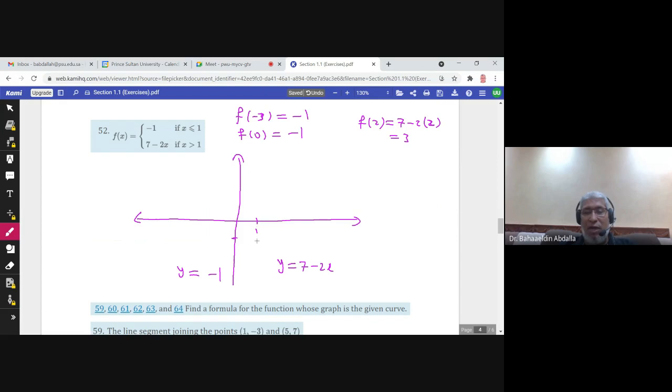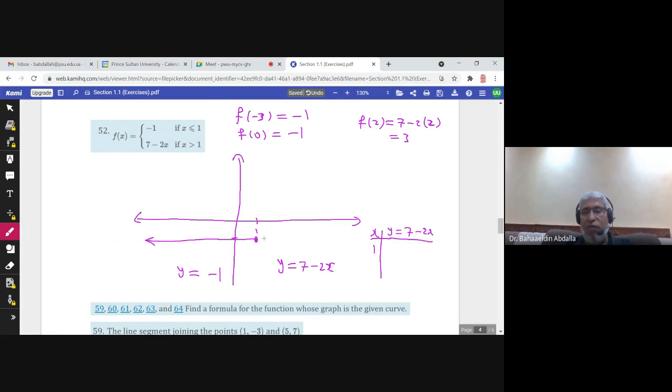So this is closed. And this is the graph of the line y equals negative 1 in this region to the left of 1. To the right of 1, I have a straight line. This is a straight line. To graph a straight line, I need 2 points.